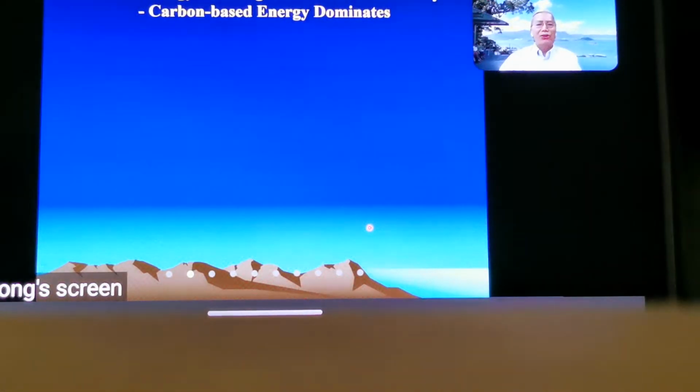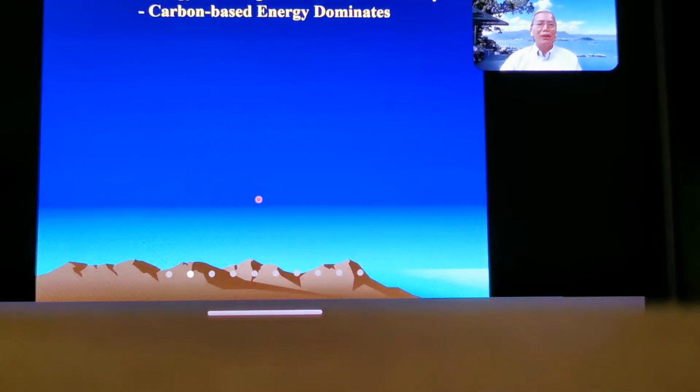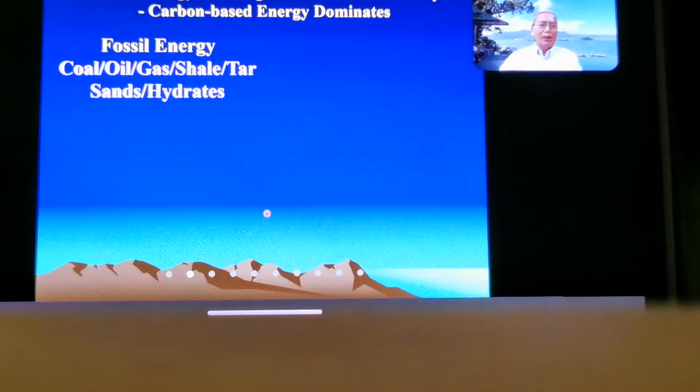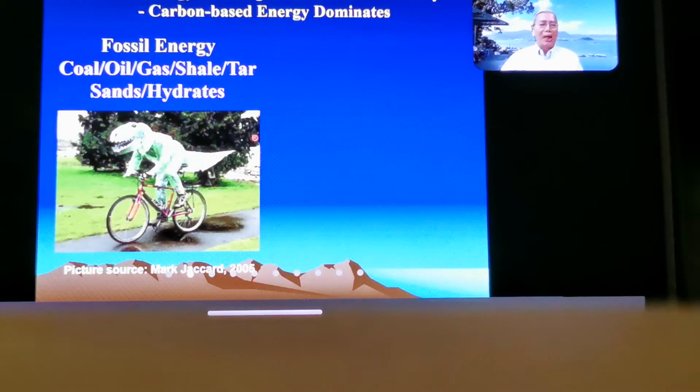The reason for the CO2 issue is largely based on our current energy structure around the globe. Over 85% of our primary energy is fossil energy, that is coal, oil, and gas that came from the so-called dinosaur times, starting around 350 million years ago.